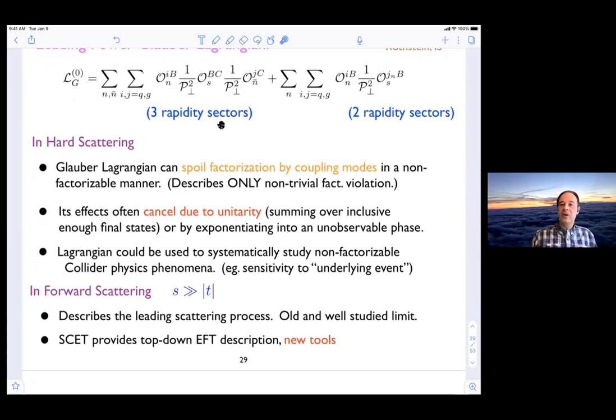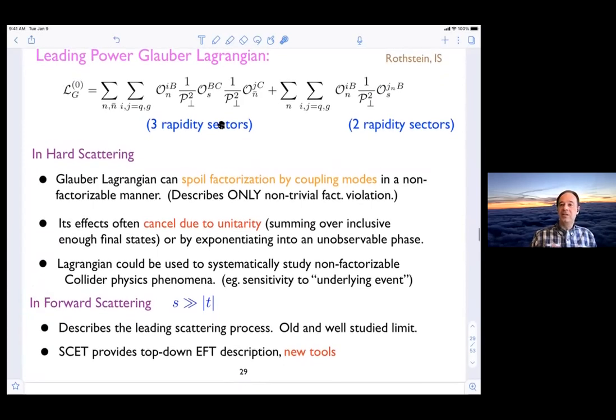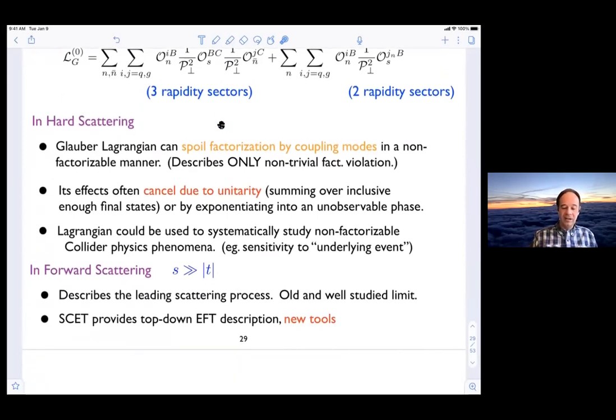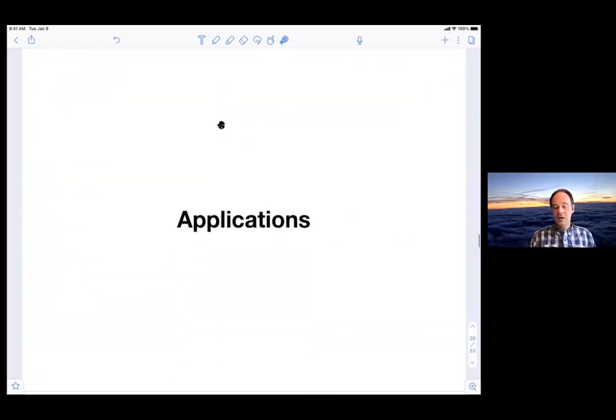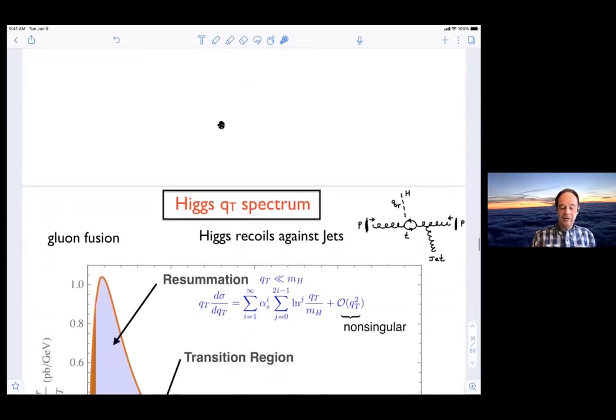In the context of forward scattering, I should mention that this Glauber Lagrangian is the leading order description. So you know that it's really something that's there, because it really describes how particles forward scatter with each other at leading power. And if you're interested in that, SCET provides some new tools for thinking about it. Okay, so I have about 15 minutes left. I can probably do 3 applications, and I'll just go in order.